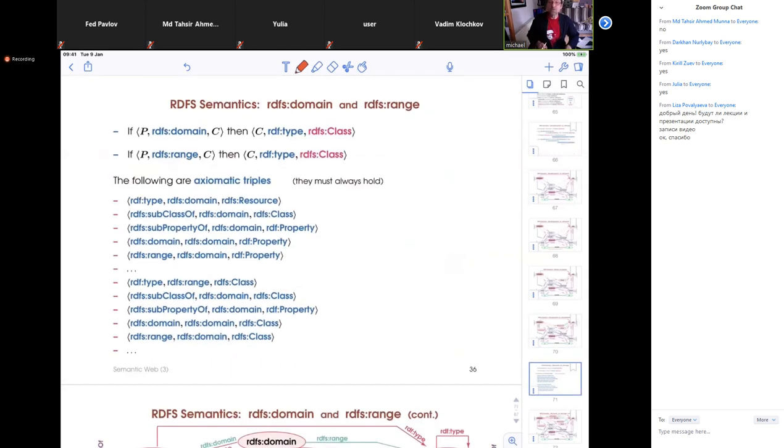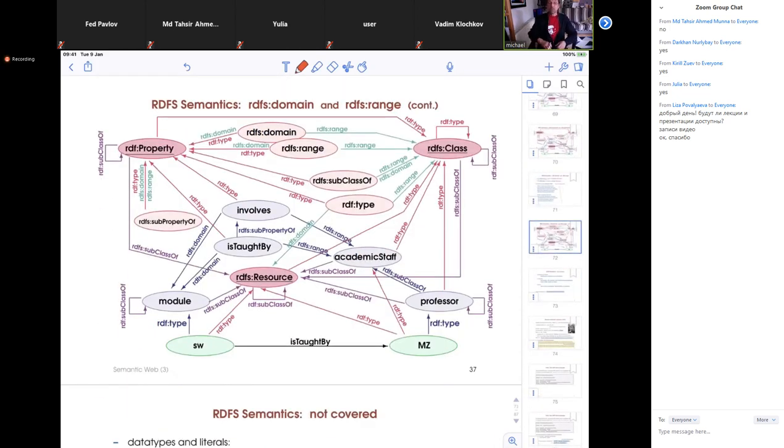So there are some rules for domains and ranges. For example, if we have a triple like this, P RDFS domain C, then P must be a property and C must be a class. And also we always have the following axiomatic triples. They must always hold in any RDF document. So as far as I know, this should be the full picture, where everything implicit is explicitly represented. Maybe I missed something.